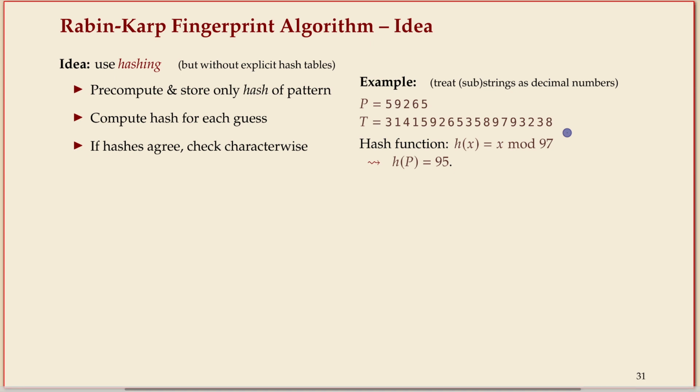In this section, it's convenient to assume that the alphabet are just our standard digits. Then we can use as the fingerprint just numbers. And they have the natural meaning of numbers as writing digits one after the other. So here's an example of a text and a pattern. And here's an example of a hash function. That's what a hash function is: what computes the fingerprint, what computes the summary.